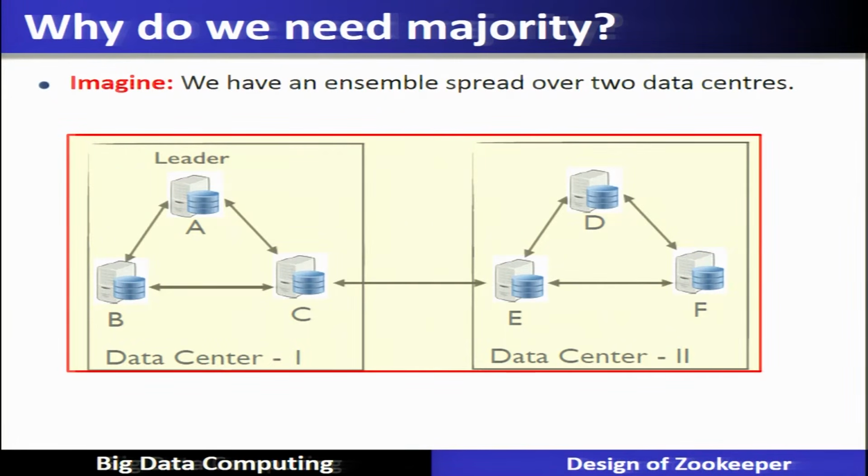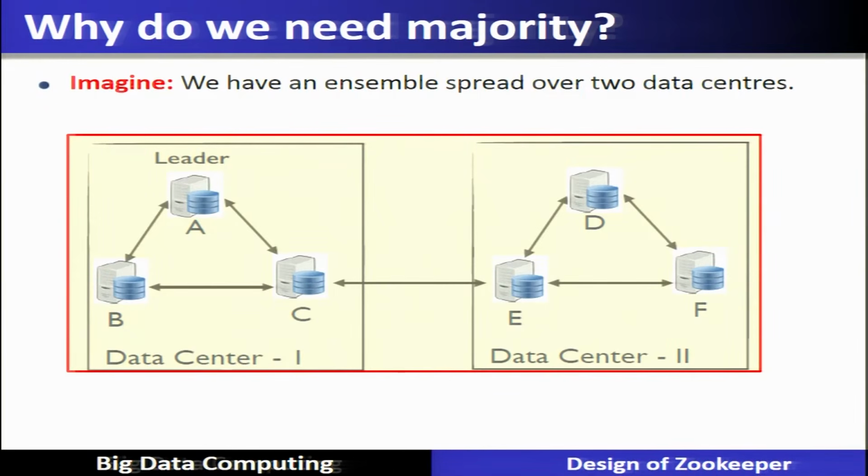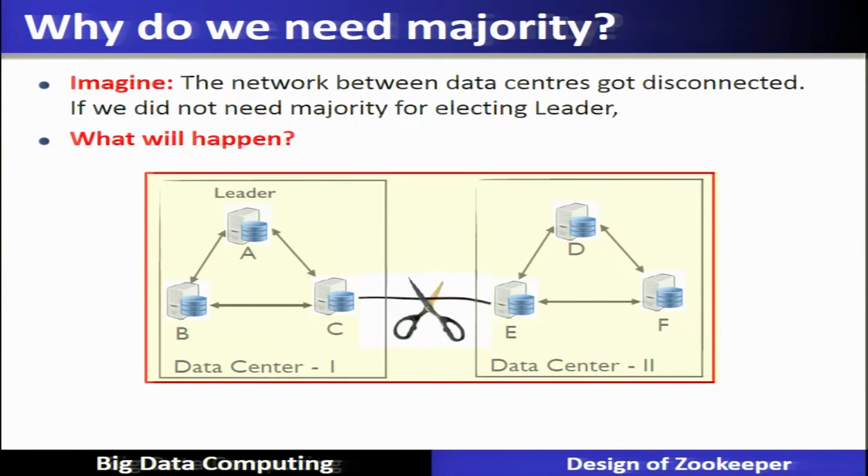Now, let us see why the majority is an important parameter in leader election. Imagine that you have an ensemble of servers which are spread across 2 different data centers. This example shows 6 servers spread across 2 data centers, that is 3 in one data center, and the remaining 3 out of 6 in the other data center. Now, imagine there is a network disconnection between these 2 data centers.